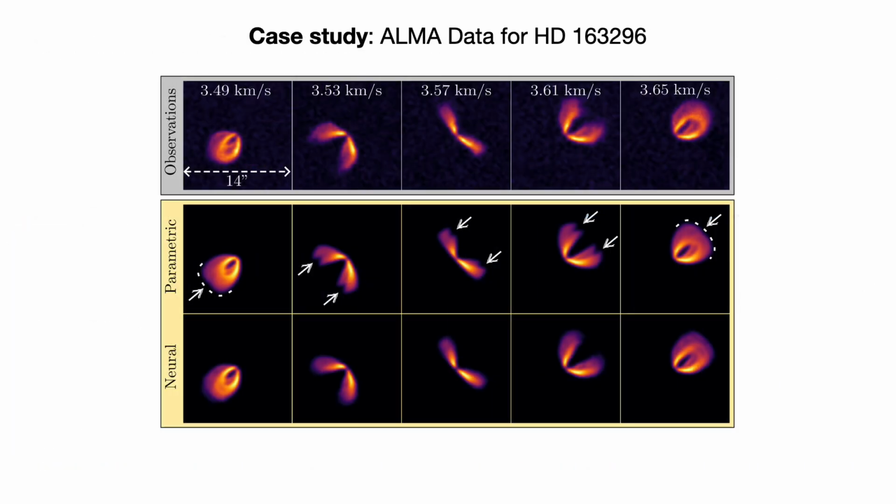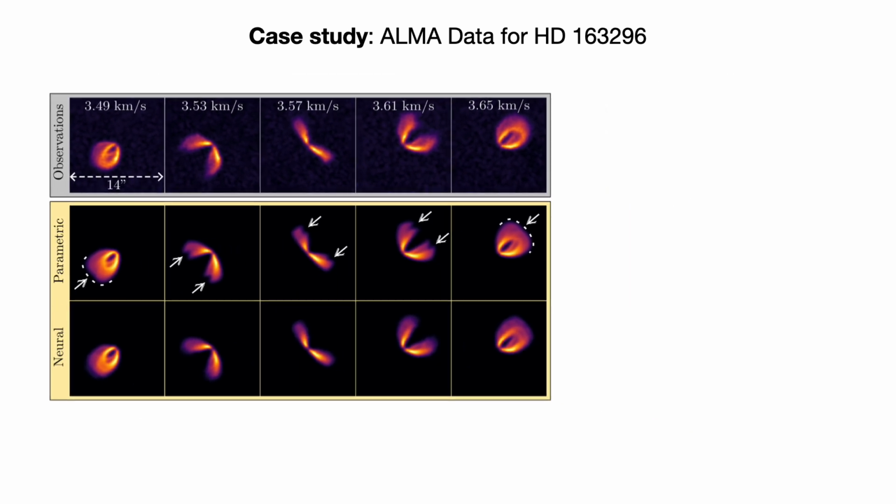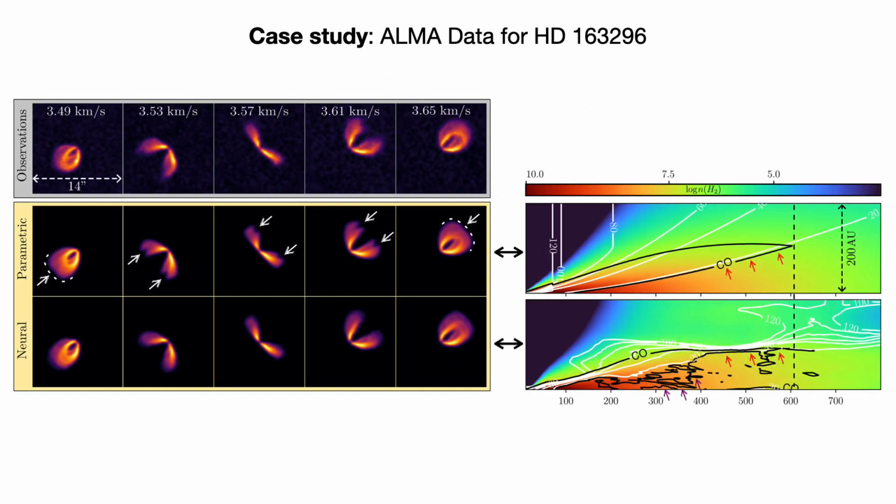We apply our method to the ALMA data for disk HD163296, where we compare our neural temperature reconstruction with a best-fit parametric model found with MCMC. Results show that the parametric model exhibits a sharp separation between the upper and lower halves of the disk. This does not exist in the neural reconstruction. This difference is caused by a significant difference in the temperature and CO profiles in the two methods. This demonstrates the importance of a more robust model for inferring from ALMA's data.